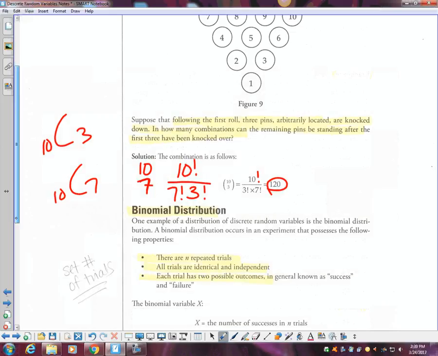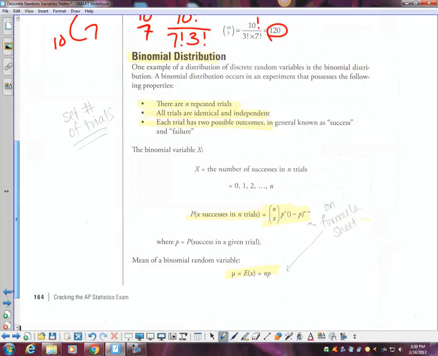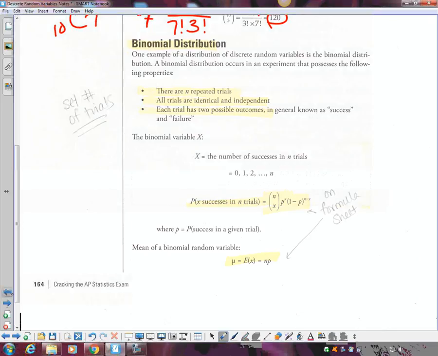Binomial distribution. One example of a distribution of discrete random variables is the binomial distribution. A binomial distribution occurs in an experiment that possesses the following properties. There are n repeated trials. All trials are identical and independent. Each trial has 2 possible outcomes, known as a success and a failure. The binomial variable x represents the number of successes in n trials.